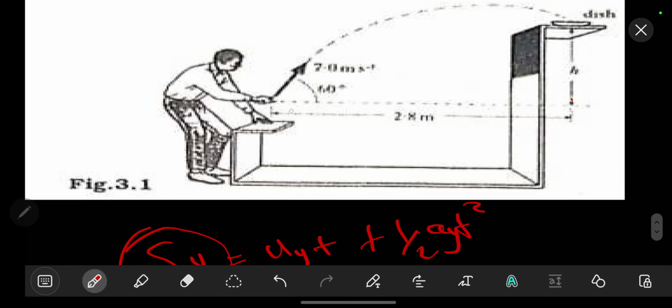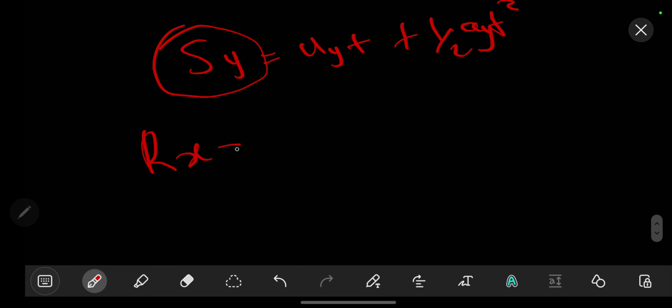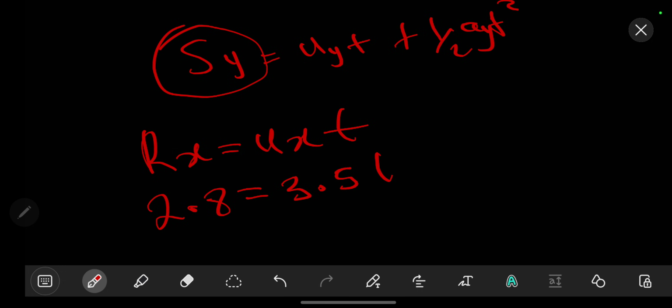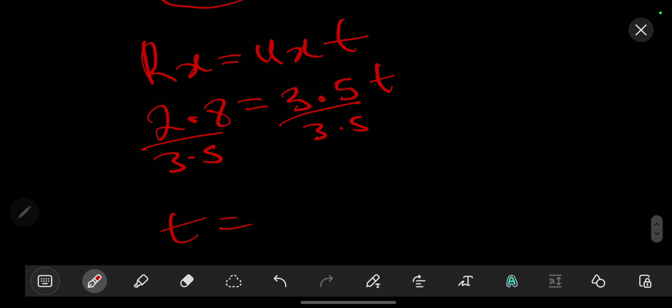So what are we going to do? We have been given the range. The range uses the flight time, if you recall. So the range is equal to 2.8 meters. The range should be equal to ux times t. So 2.8 should be equal to the velocity in the x, which we have found to be 3.5, times the time. We divide by 3.5 on both sides, and the time should be equal to 2.8 divided by 3.5. This is going to give us 0.8 seconds.